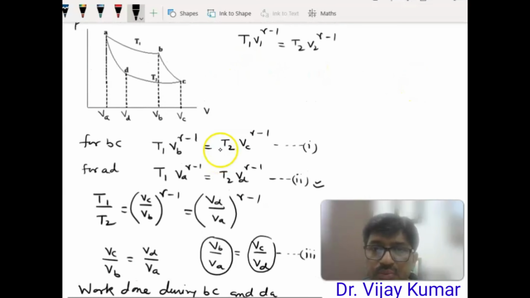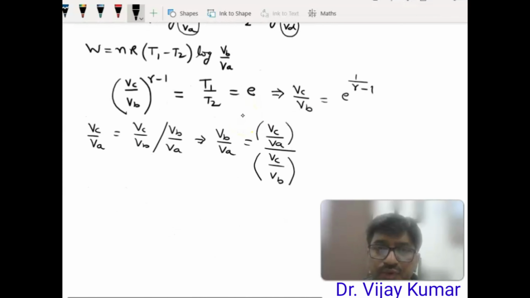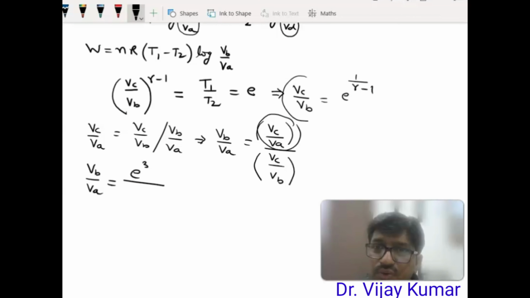So VB upon VA becomes e cube upon VC upon VB, that is, e cube upon e to the power 1 upon gamma minus 1. So it becomes VB upon VA equal to e cube upon e to the power 1 upon gamma minus 1.